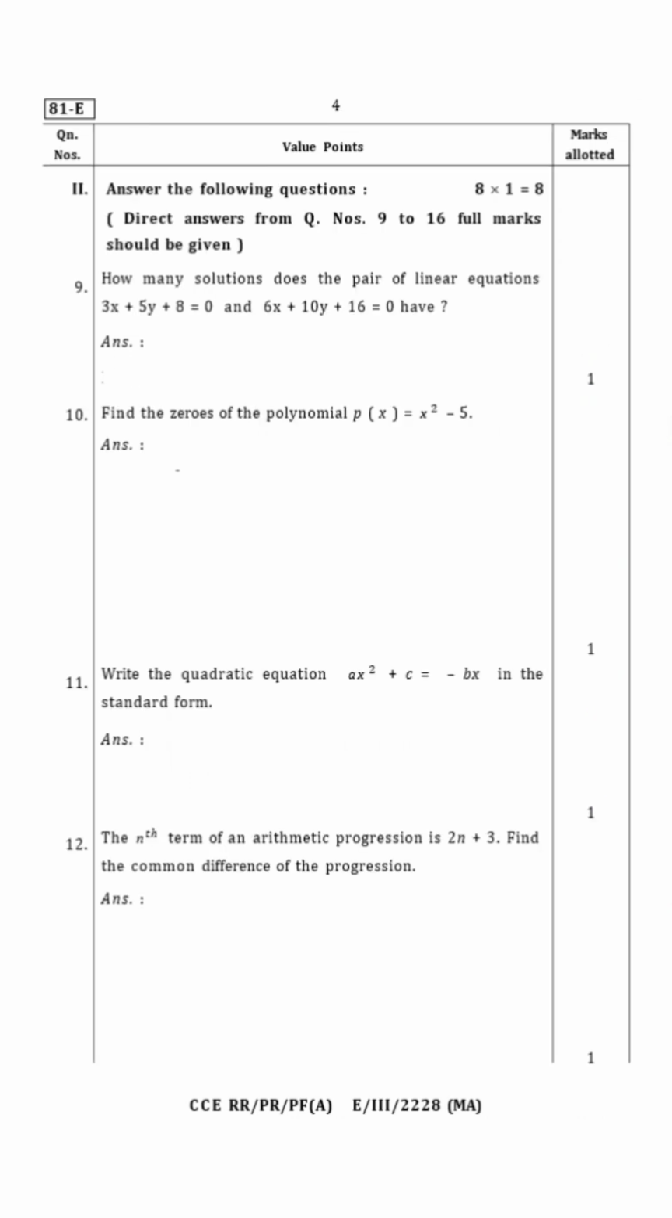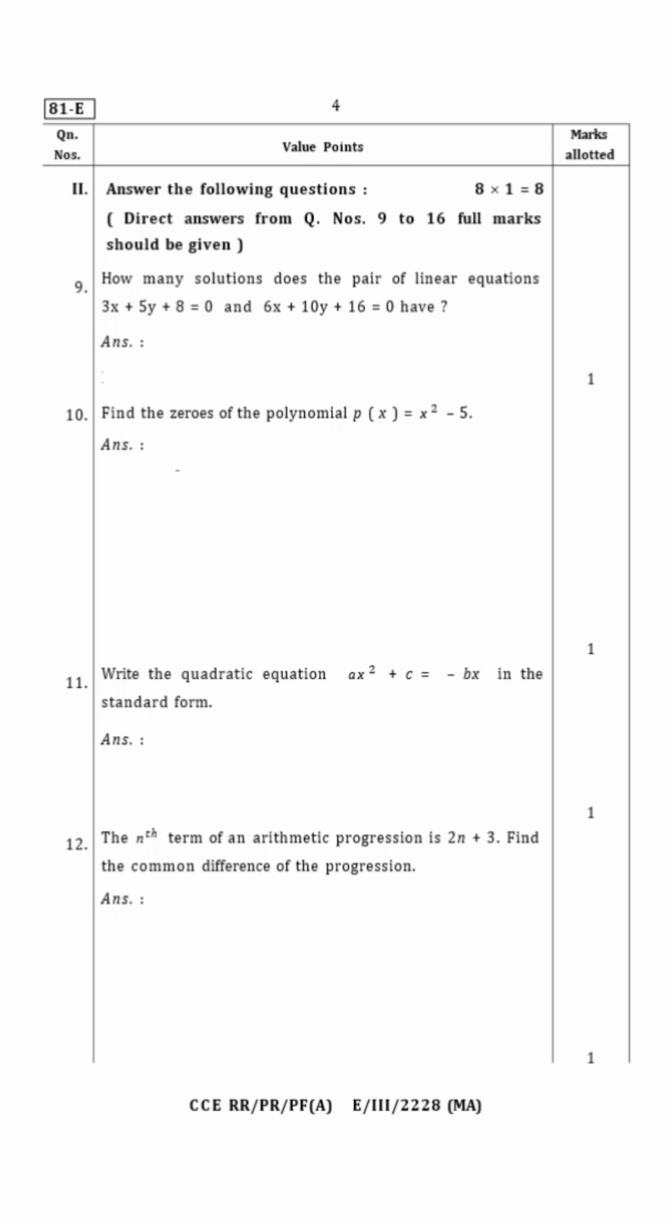Now let us solve the second Roman number questions. There are 8 questions of 1 mark each. Direct answers from question number 9 to 16 get full marks.